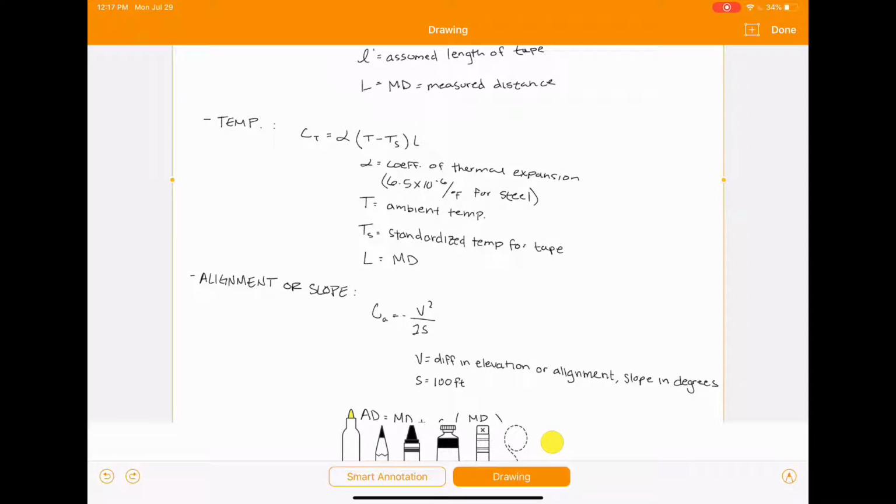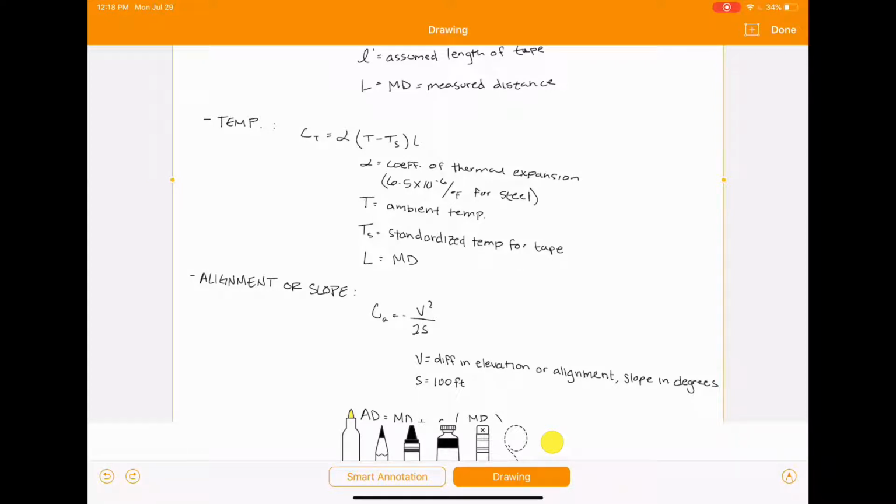Alpha is the coefficient of thermal expansion, and it's 6.5 times 10 to the negative 6 per degree Fahrenheit. That is for steel, which your measuring tapes are more likely than not going to be. So you're always going to use that value for alpha.